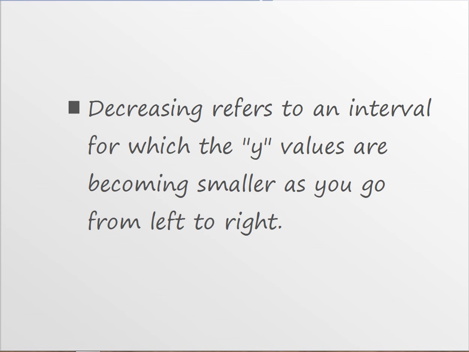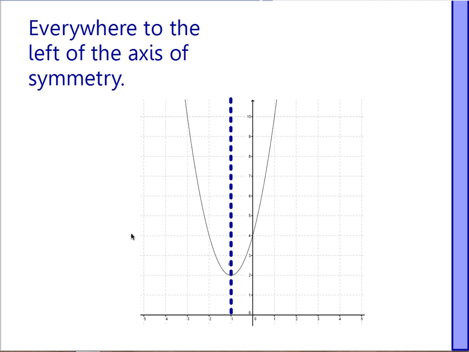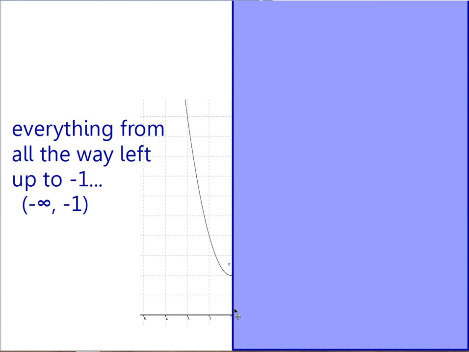Decreasing is the opposite of that, right? It's where the y values are becoming smaller as I move from left to right. So where is this graph decreasing? Every bit of the left-hand side of that graph, right? Everything from the far left, like forever left, up until I get to where x is -1. Everything to the left of the axis of symmetry.